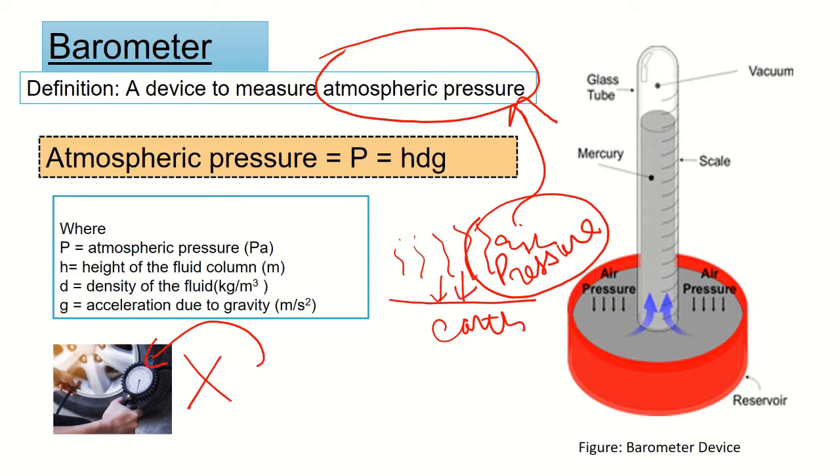Like we are standing on the earth, any human standing on the earth has the air putting some pressure on them. This is the air pressure on the human, and this air pressure is known as the atmospheric pressure.